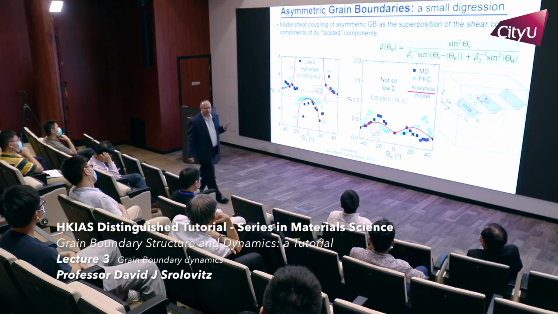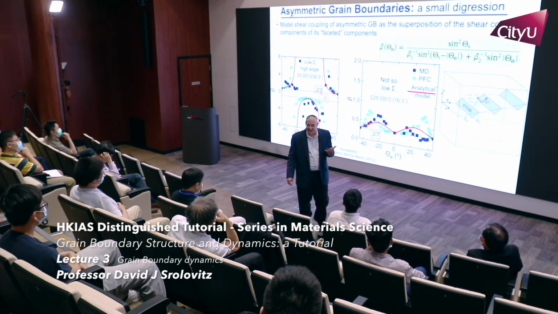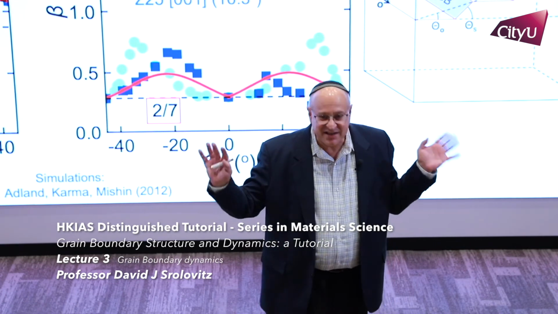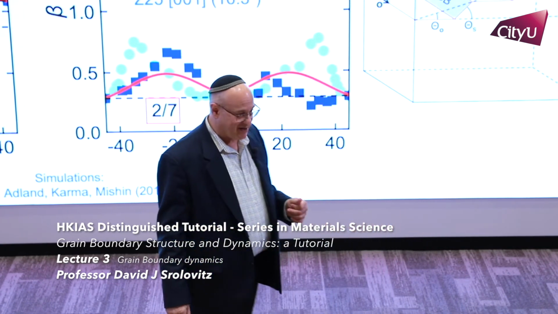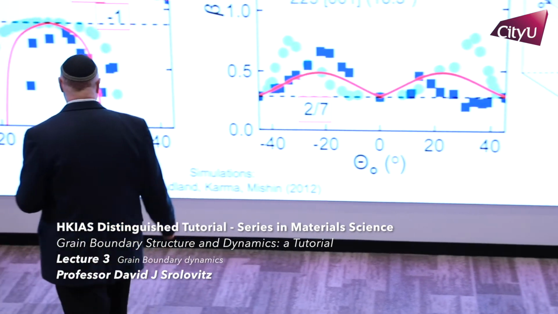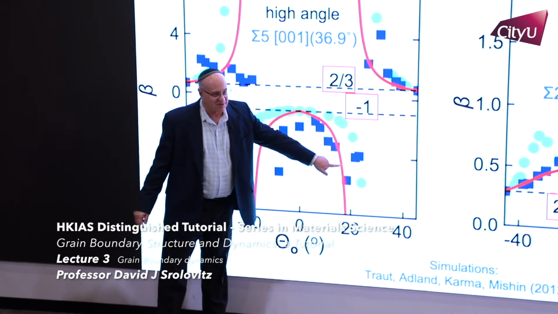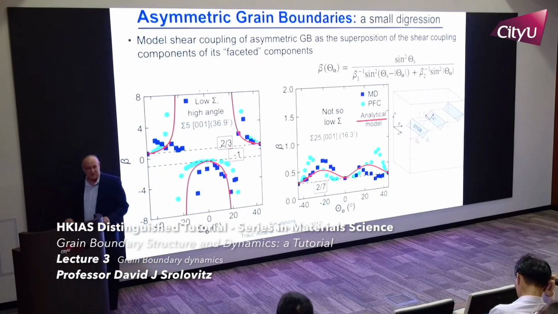It's not to say that the boundary is really, really faceted. It's just to say if I want to predict the beta value, I can assume it's faceted, and it's an approximation, and it turns out to be not a bad one. Okay? And by the way, this is analytical. I can calculate all these curves in a microsecond, as opposed to the simulation, which at the time took months.